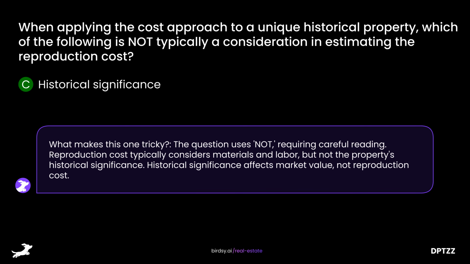What makes this one tricky? The question uses not, requiring careful reading. Reproduction cost typically considers materials and labor, but not the property's historical significance. Historical significance affects market value, not reproduction cost.